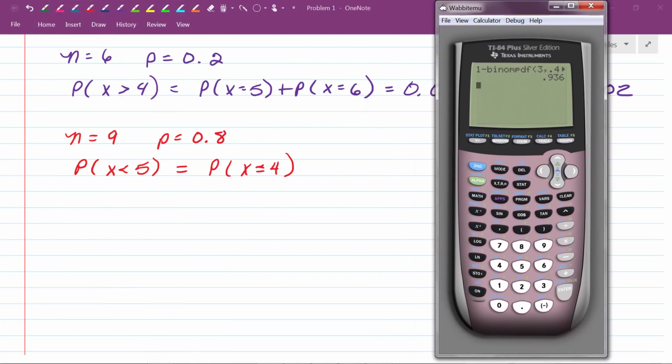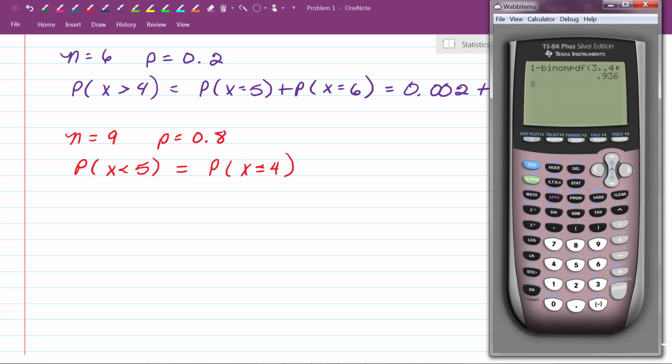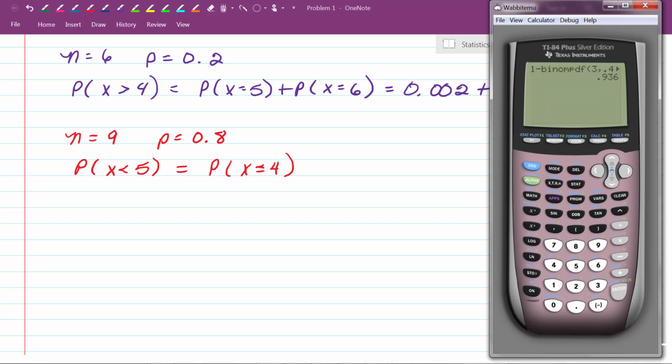Okay, so I'm going to hit clear, go to VARS, and scroll down to binomcdf, because I need the cumulative. I need the probability that x is equal to 0 plus the probability that x is equal to 1 plus the probability that x is equal to 2 plus the probability that x is equal to 3 plus the probability that x is equal to 4. I need all of those added together. I'm going to let the TI-84 do the work.